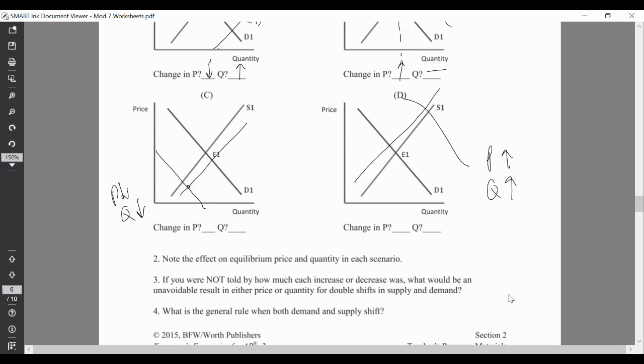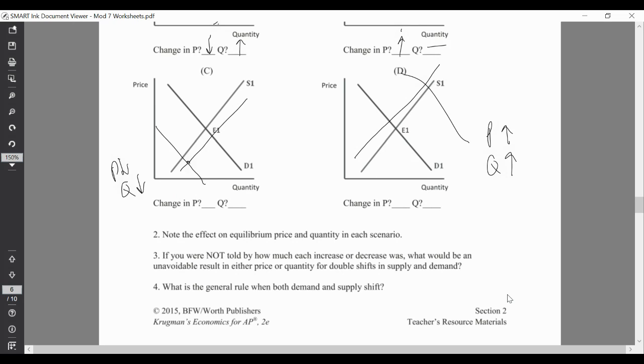Note the effect. So two says note the effect on equilibrium prices and quantities in each scenario. We noted and we talked about it. We drew it out. We looked at it. Then number three, if you were not told by how much each increase or decrease was, would there be an unavoidable result in either price or quantity for a double shift of supply? If that was the case, something would be ambiguous.